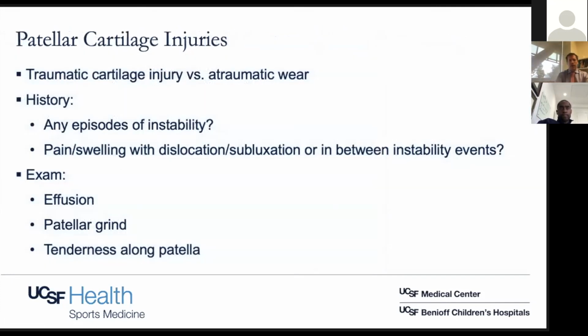All right. And then with patellar cartilage injuries, we'll skip through some of this because I think you guys touched on it last week, but it can be either a traumatic cartilage injury or atraumatic wear just from abnormal alignment. I would always ask if they have episodes of instability, like do you need to correct instability in addition to restoring or treating the cartilage? And then I think the most important question is whether they have pain and swelling just when they dislocate or subluxate the patella, or do they also have it in between instability events? So the joint will be painful and swollen for probably a couple of days after a dislocation at least.